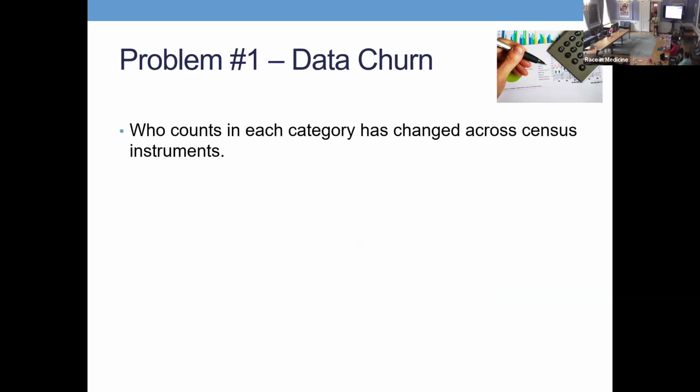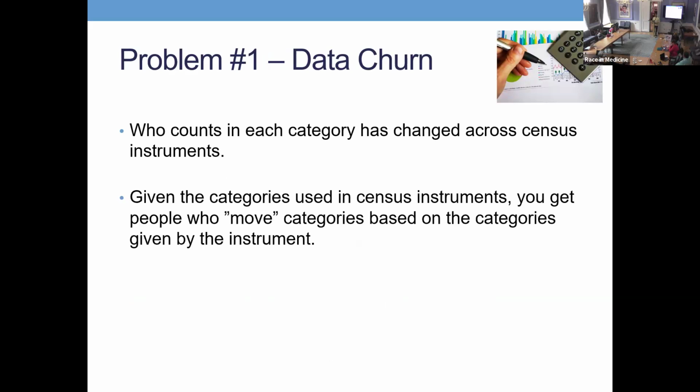Data churn. Who counts in each category has changed across census instruments. And this is a common thing for all sorts of census instruments, no matter the geopolitical context, as long as they're still taking the census. So for countries like France, where they eliminated the census for political reasons, you're not going to get it, and that's the reason why. So excluding those cases where they just stopped, you have change across census instruments.